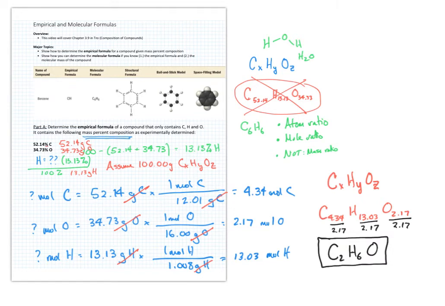And just to review how we got here, we determined this by starting with percentages, assuming we had 100 grams of this stuff, which means those percentages turn into masses. We need to then turn those masses into moles, put that into a mole ratio, divide through by a common factor, and you end up with the empirical formula.